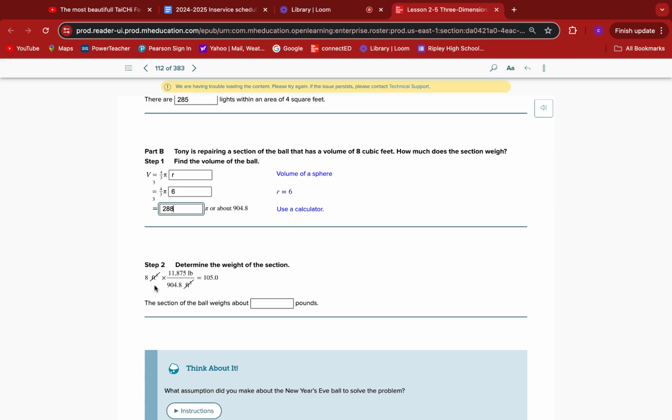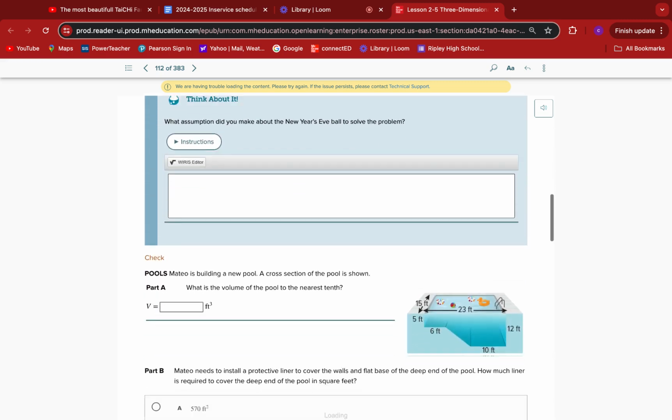So we've got 11,875 pounds into 904.8 cubic feet. And of course, the 8 goes out front because that's your volume right there. That's where the 8 comes from. And do the math, we get 105. So basically, it's 105 pounds. Yeah, 105 pounds.